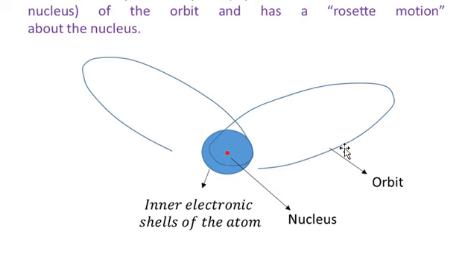And you see that here is the elliptical orbit of the electrons around the nucleus. The nucleus is represented by a red dot, and this cloud represented in blue actually represents the inner electronic shells of the atom, which you may assume are the closed electronic shells.